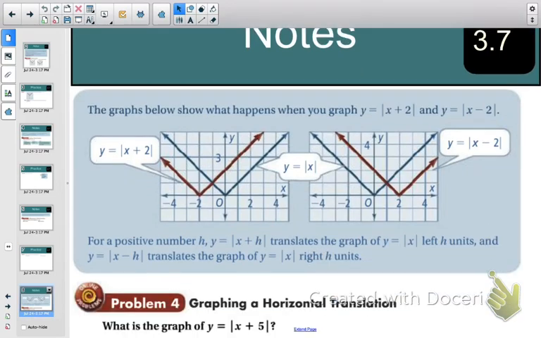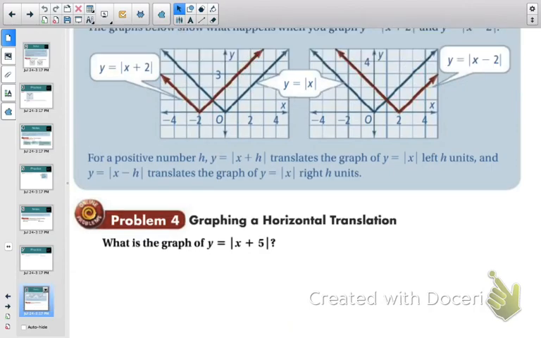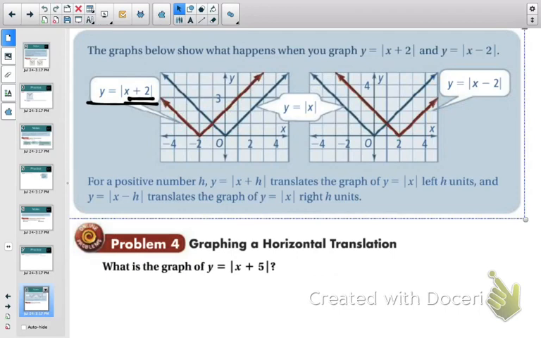Okay, so what happens when we shift it horizontally? We talked about a vertical translation. Now a horizontal translation, that's when you change the inside. So this one right here is the graph of y equals absolute value of x plus 2 inside the parentheses. So notice that it's a plus 2 and it moved left 2. So your vertex is now at negative 2.